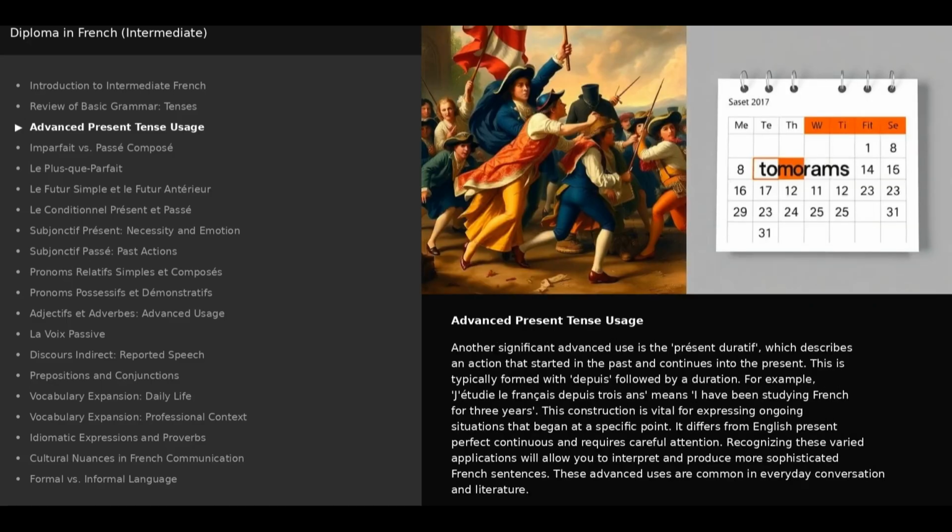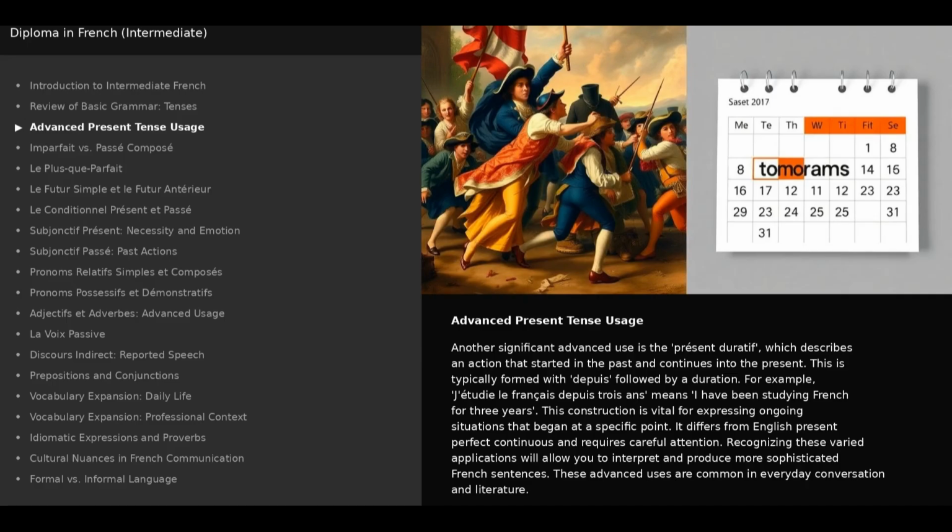Another significant advanced use is the présent duratif, which describes an action that started in the past and continues into the present. This is typically formed with depuis, followed by a duration. For example, j'étudie le français depuis 3 ans means I have been studying French for 3 years. This construction is vital for expressing ongoing situations that began at a specific point.